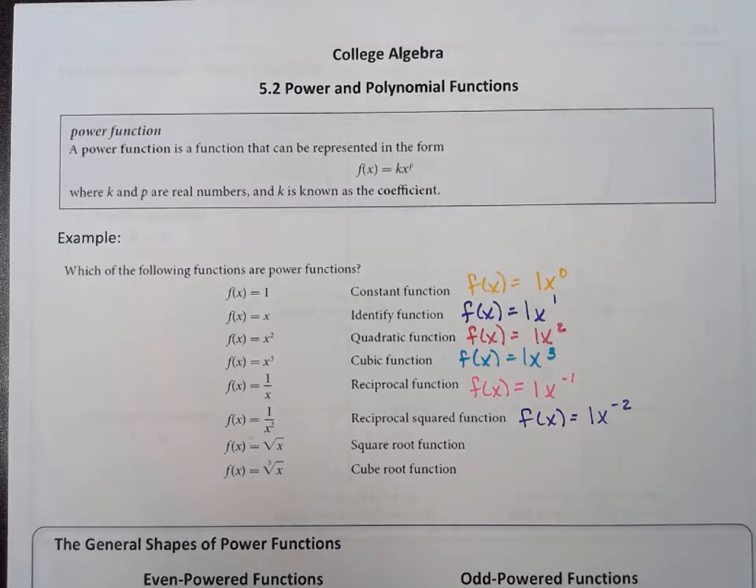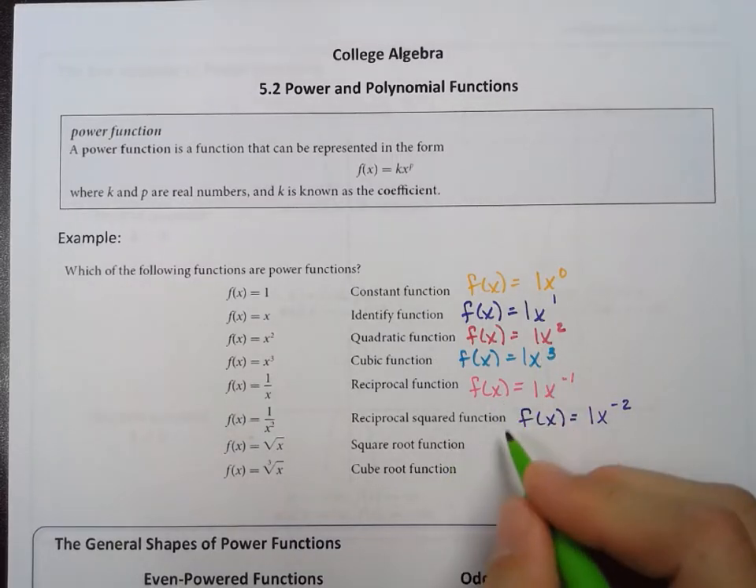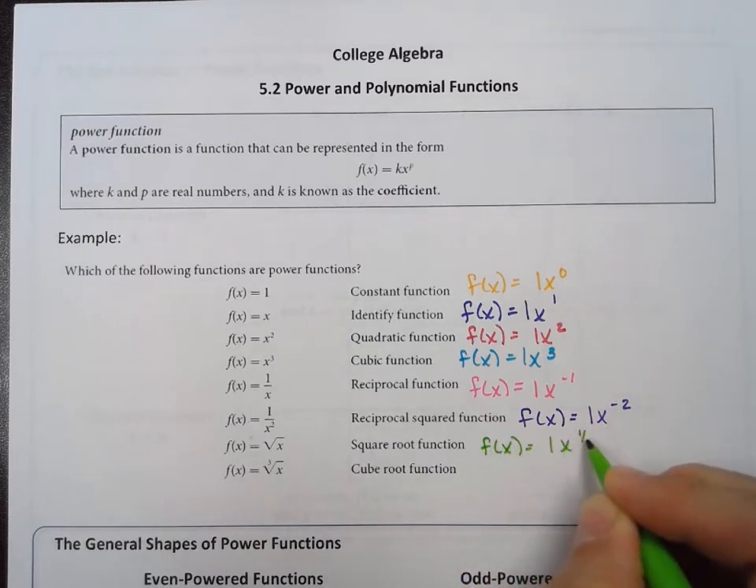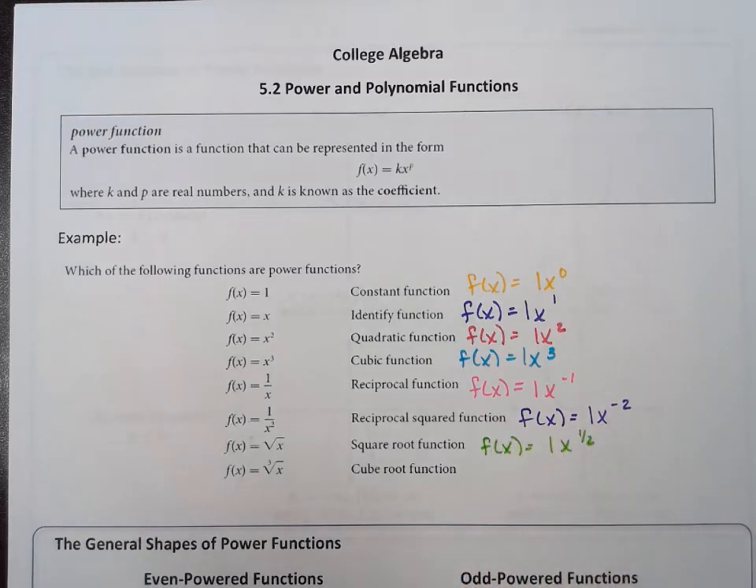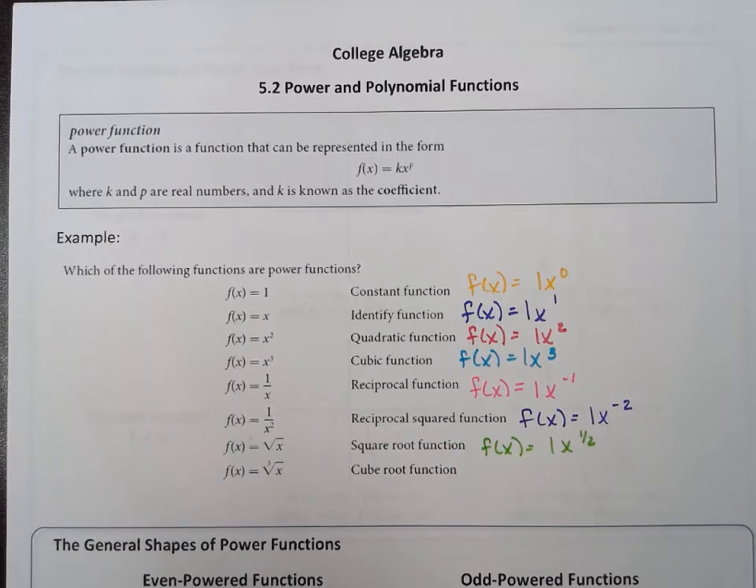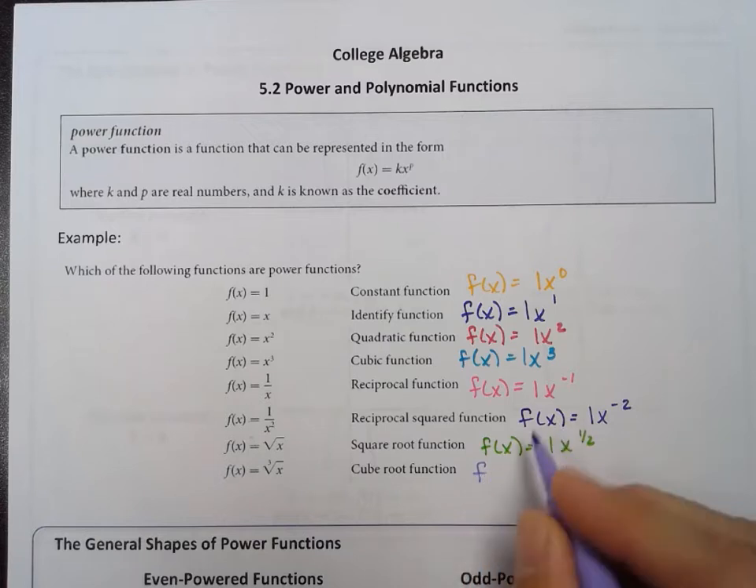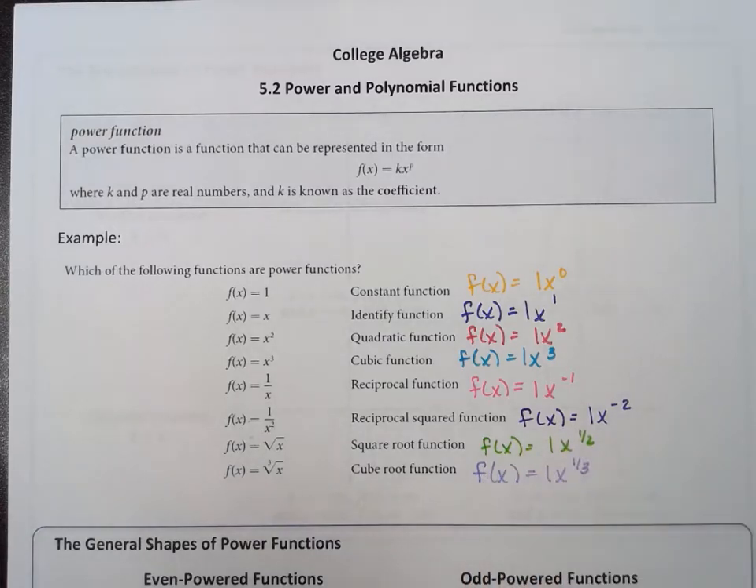And then the square root function, that's equal to x to the 1/2 power. So go back and review those power rules if you don't remember some of these. The next one, the cube root of x, is x to the 1/3 power. So you can see that every one of these are actually considered power functions.